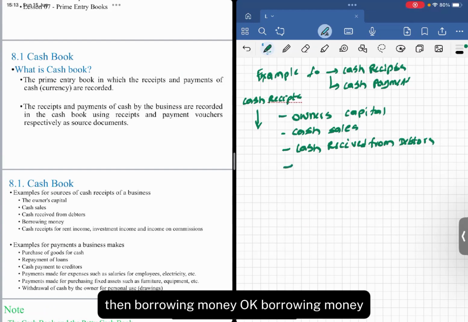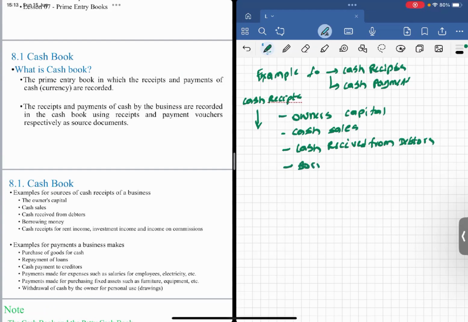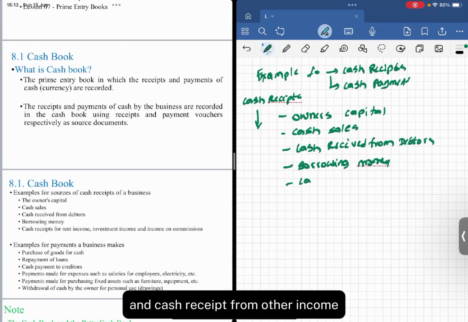Then borrowing money, and cash receipts from other income.